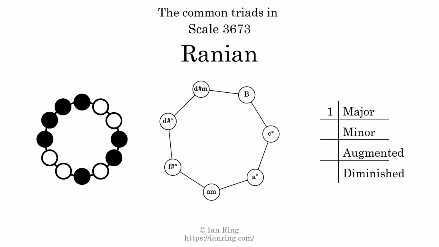There is one major triad. There are 2 minor triads. There are no augmented triads. There are 4 diminished triads. Here is a Hamiltonian path of parsimonious voice leading that uses all the triads.